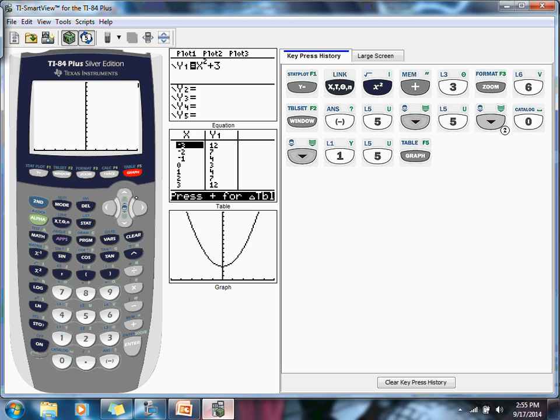Now if I hit the graph button, now I can really see that parabola with much more accuracy. And I can tell that there's no x-intercepts, but I do have a y-intercept.